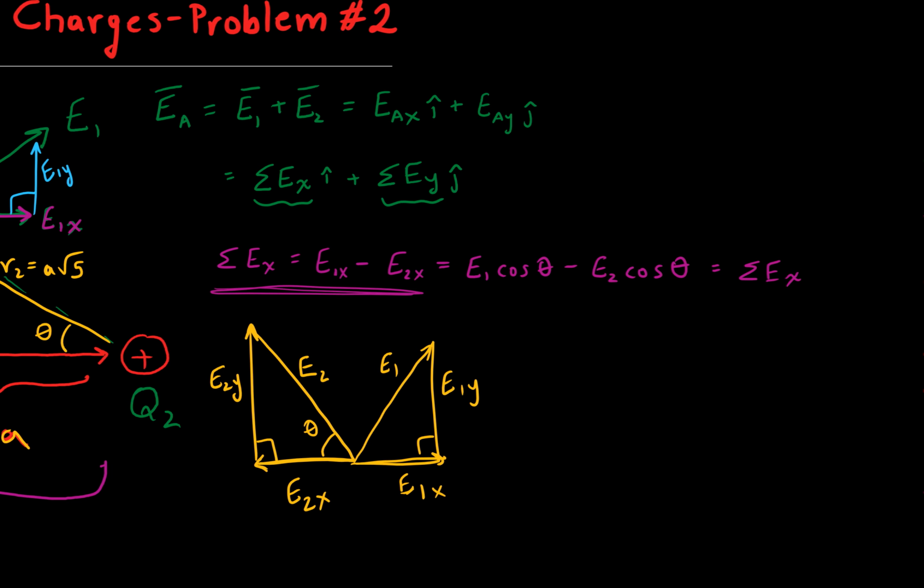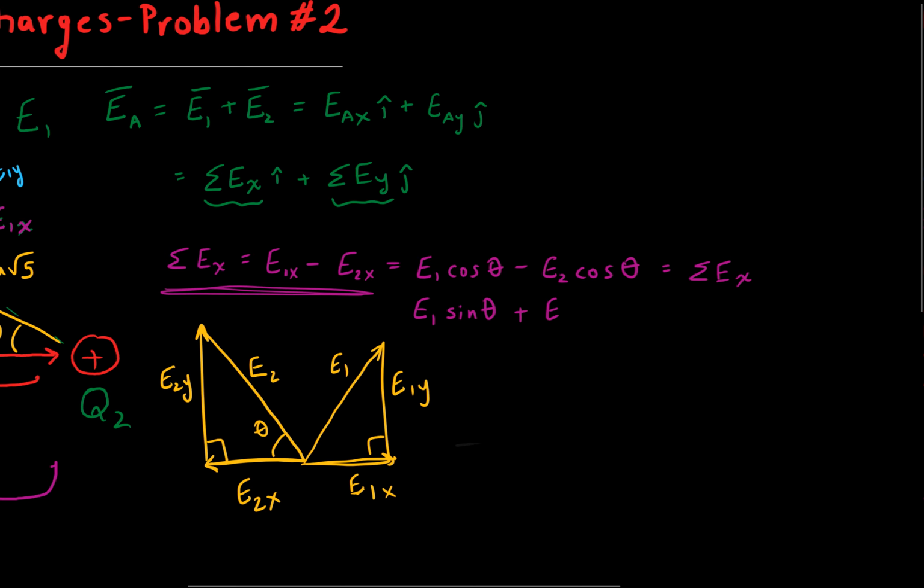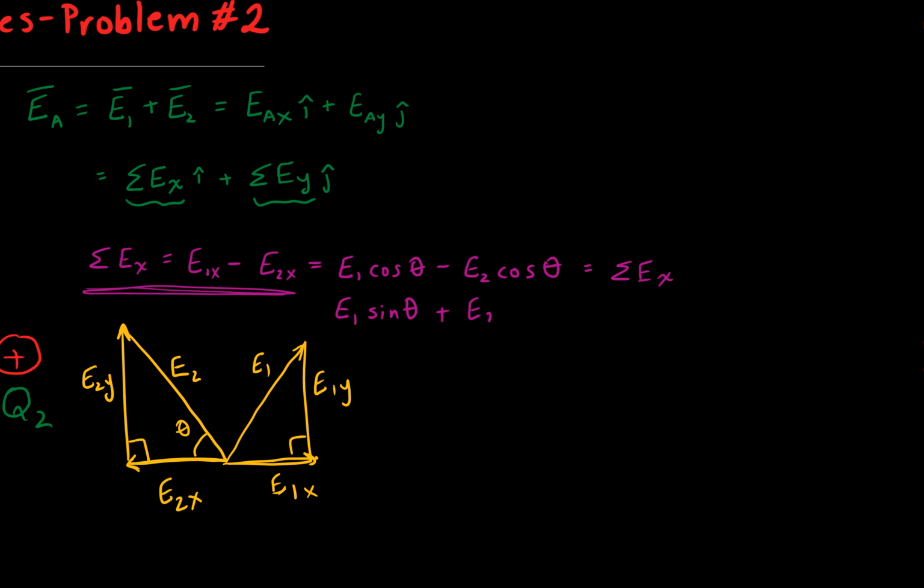Now, I can also do this for the sum of the electric field in the y components. I can say E1 sine of theta minus, well, in this case, those two electric field components are pointing in the same direction, as we see over here. So, unlike the x components, which point in opposite directions, the y components are going to add because they're pointing in the same direction. So, plus E2 sine theta is equal to the sum of the electric fields in the y direction.